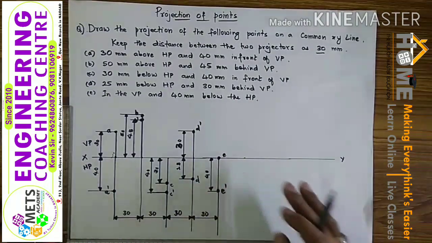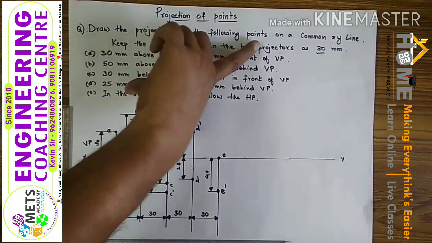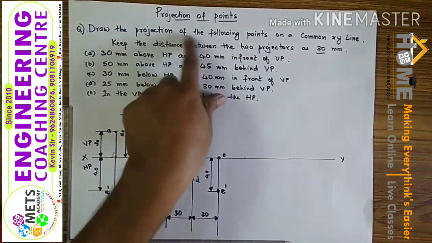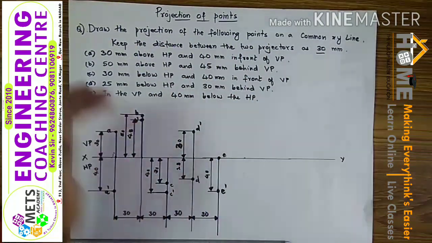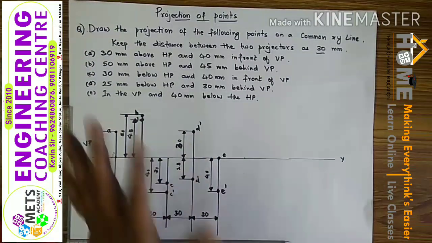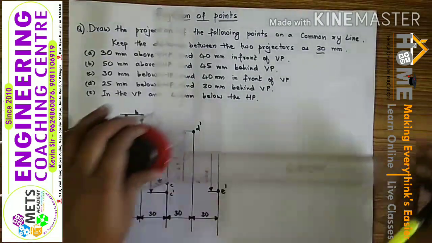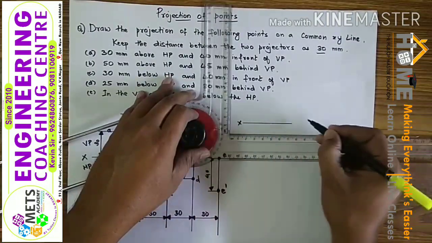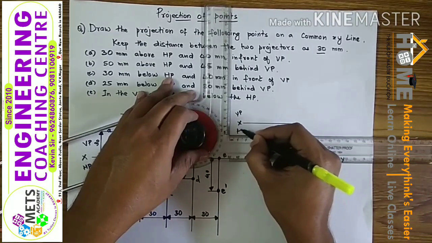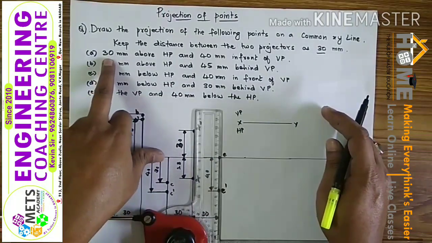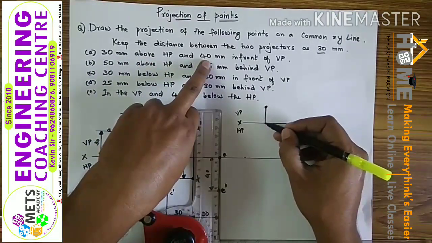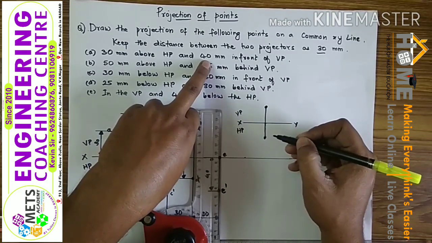And your solution is complete. This is draw the projection of the following points on a common XY line. If he says draw the projection of the following points A, B, C, D on a common XY line, then do it on one line. If he does not say so, then you have to do it on a separate XY line, VP and HP. For A, 30 mm above HP means 30 mm upwards, and 40 mm in front of VP, like this.